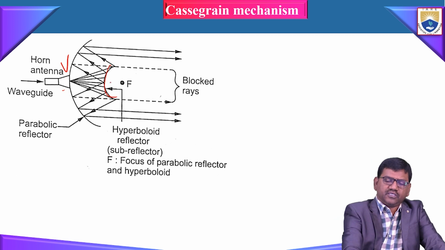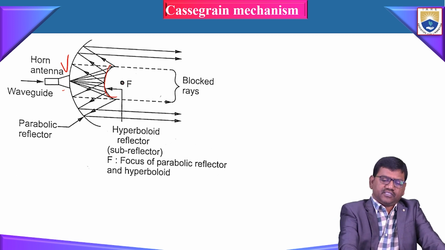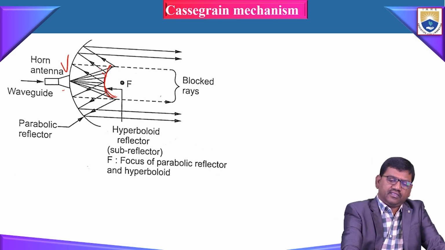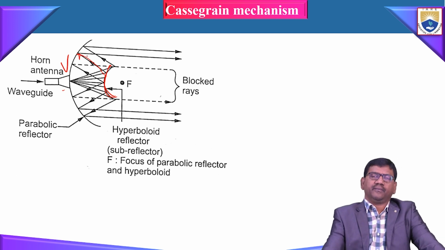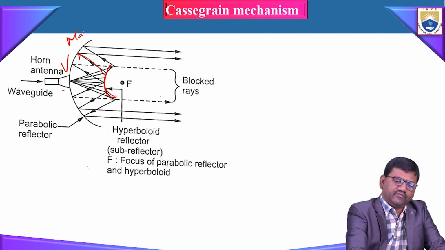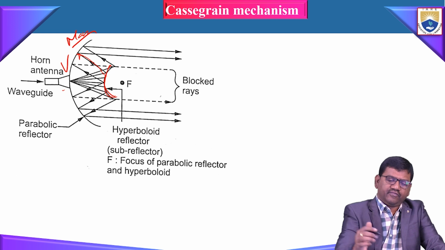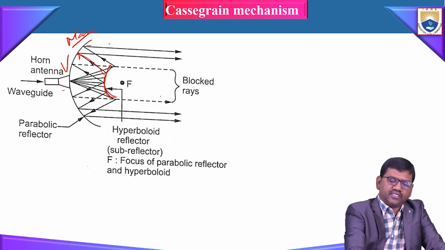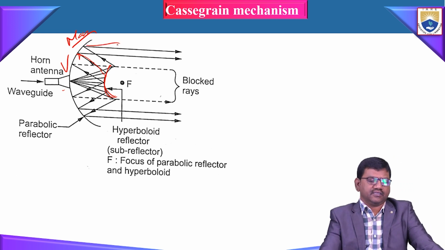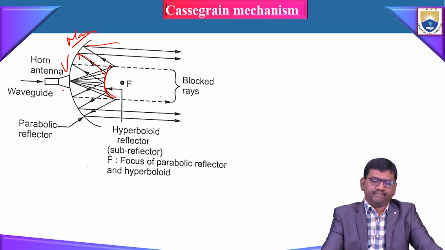All the rays go towards the subreflector. They strike the surface of the subreflector and reflect back to the main reflector. This is the main reflector, and this is the subreflector. After touching the main reflector, the rays again come out in the intended direction. So here we use two types of reflectors.